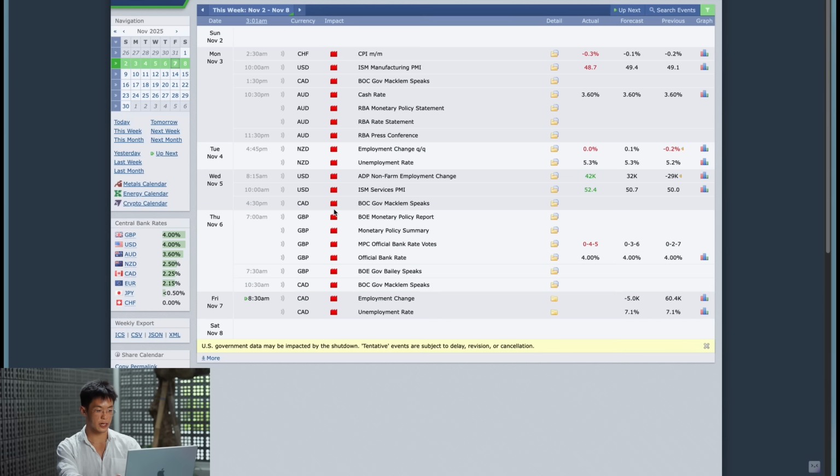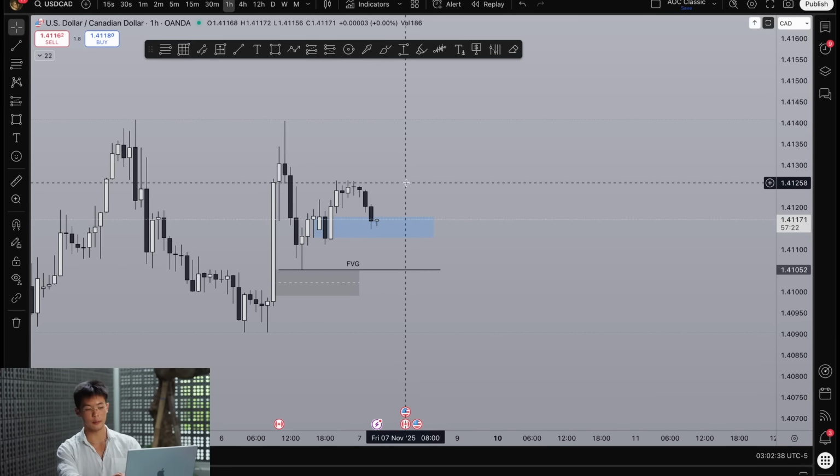Now specifically, ideally, you're going to want to look for a trade anywhere between 7:30 a.m. to 9:30 a.m. New York, because that is going to be the hour before news to the hour after news. Setup for today is going to be pretty straightforward.